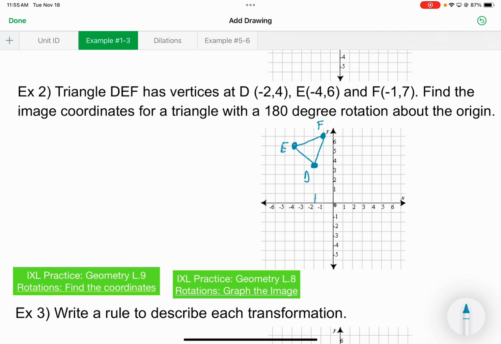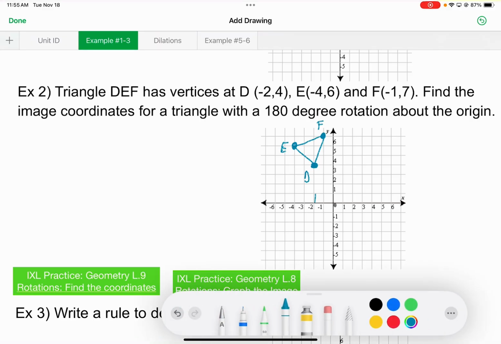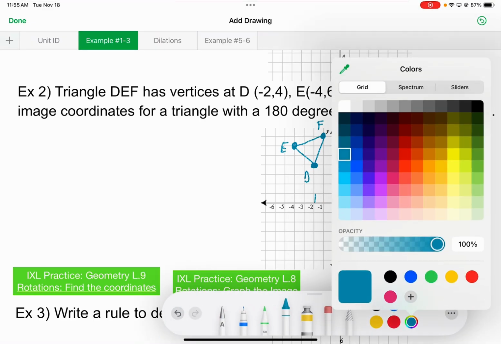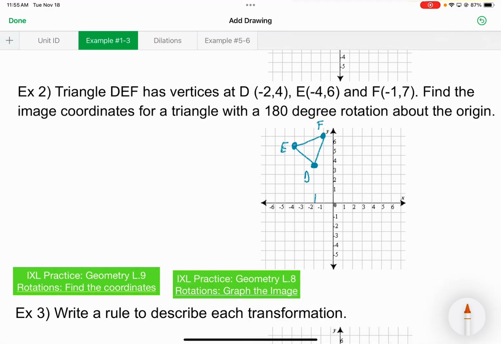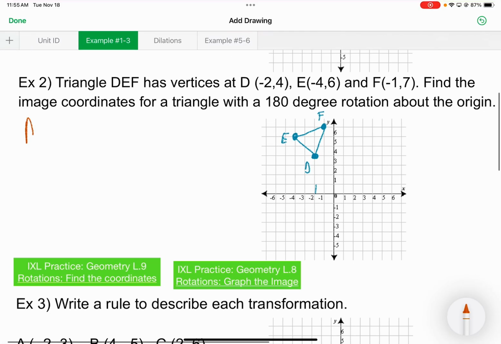All right, so D, E, F are there. Now I want to find my new coordinates: D prime, E prime, F prime. So my rule would be (x, y) goes to... the 180 degree rotation. What does that do?